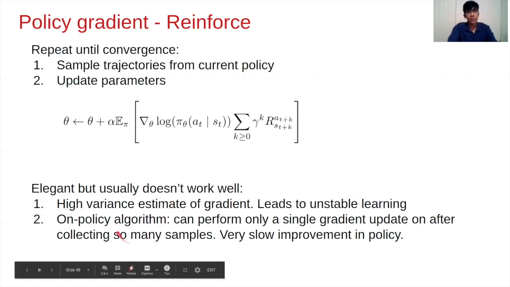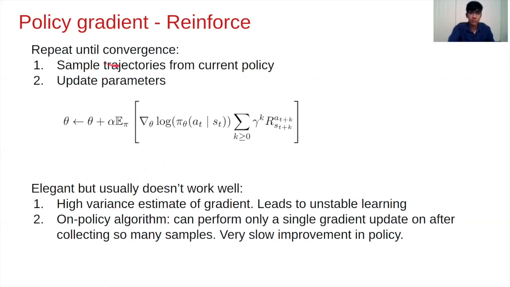And the second problem is that it's an on-policy algorithm. So let's say you sample some trajectories, let's say you do 10 or 100 trajectories, and then you average over those in this.